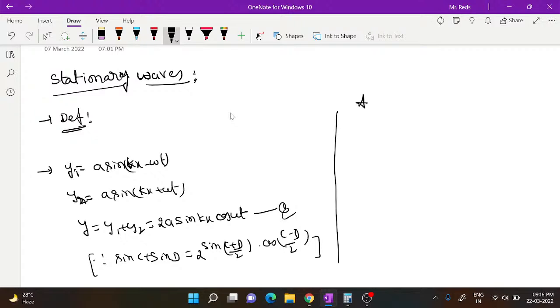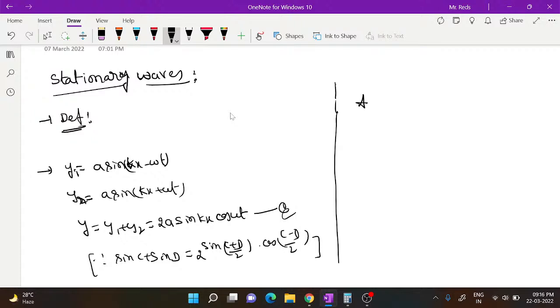If there is no obstacle or constraint, the waves will propagate or travel along. So these waves will be called progressive waves. What are stationary waves? The waves which are confined between any two obstacles or constraints at any point. They are called stationary waves.